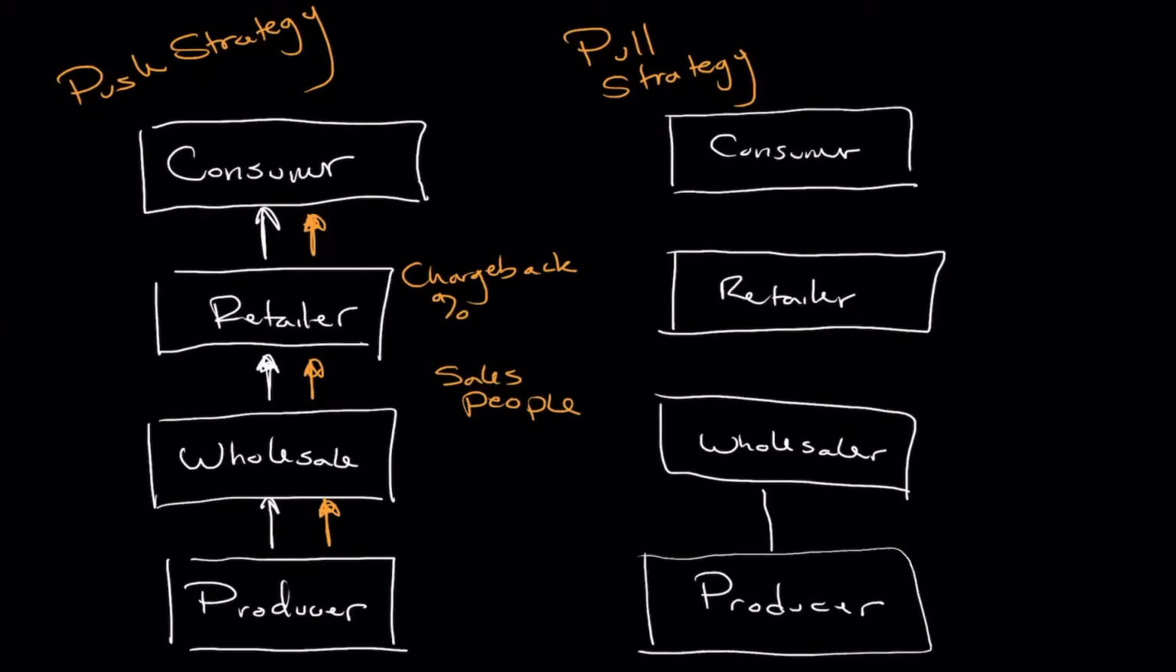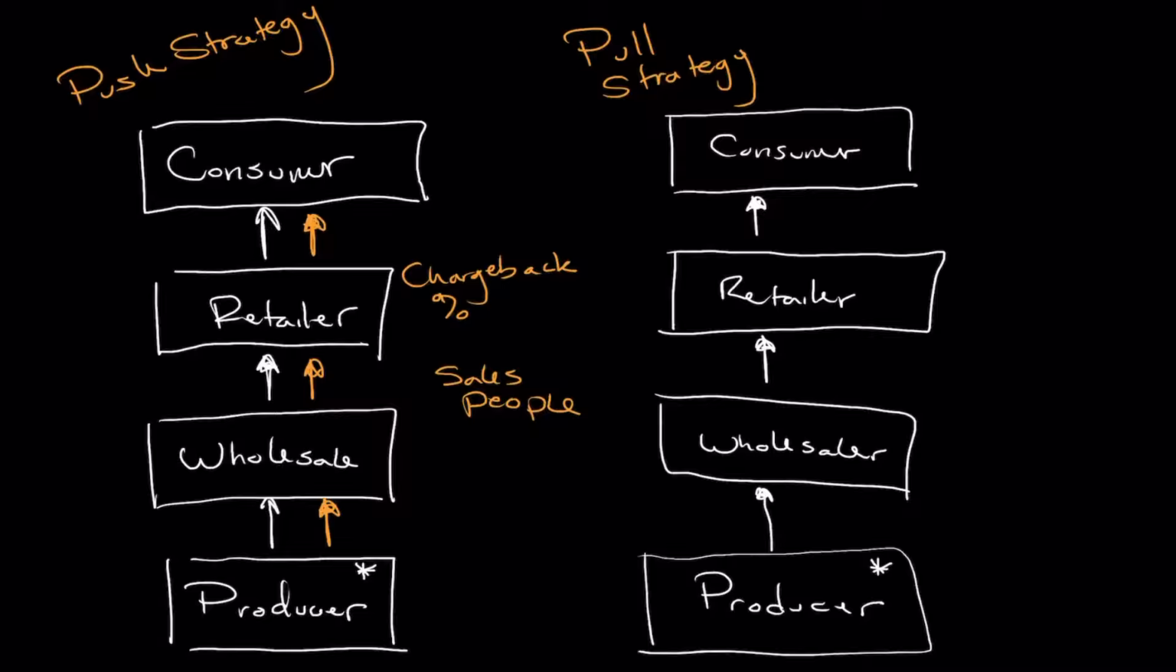And again, we want to move our product from the producer to the wholesaler, and then the retailer, and then the consumer. For purposes of these examples, we're assuming that we are the producer. So either we are going to push our products through the supply chain, through incentives and persuasion, to get it to consumers, or we're going to use a pull strategy.